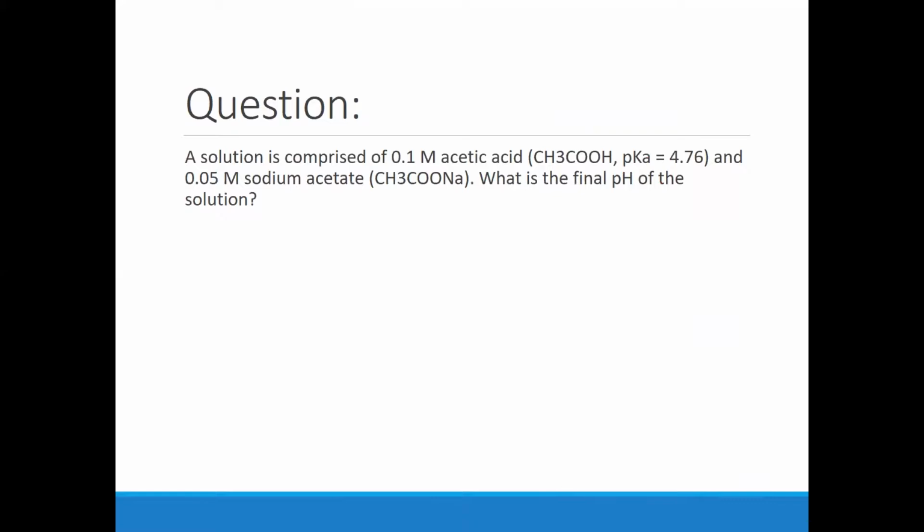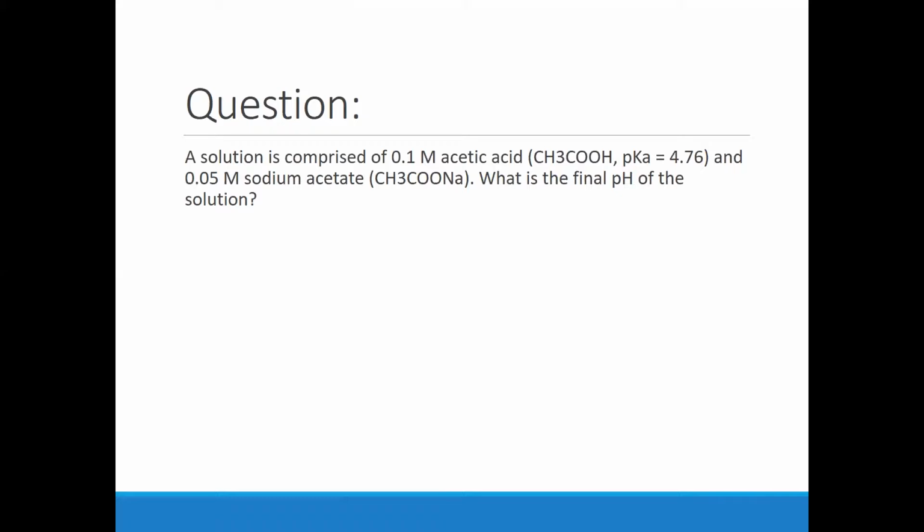So let's try it out. Let's try a sample question here. If we have a solution that is comprised of 0.1 molar acetic acid, we know acetic acid, that's what's in vinegar, by the way, we know its pKa is 4.76. And the solution also has a concentration of 0.05 molar sodium acetate. So then what is the final pH of the solution?